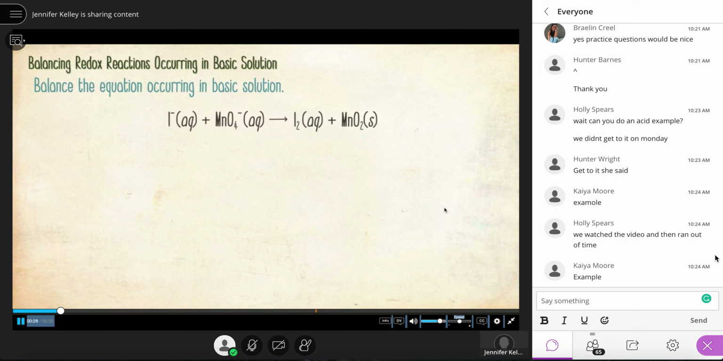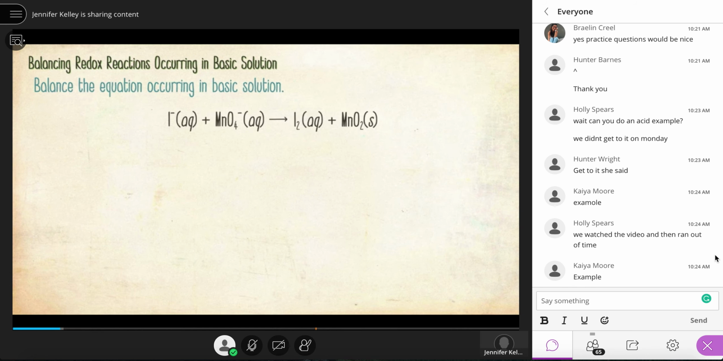The first step is to assign oxidation states to all of the atoms in the equation and identify what is being oxidized and what is being reduced. Begin with I minus. Since the charge is 1 minus, the oxidation state is -1. Then, for MnO4 minus, the oxidation state of oxygen is -2, and there are 4 of them. That's a total of -8. The ion has a charge of -1, so the manganese must have an oxidation state of +7.